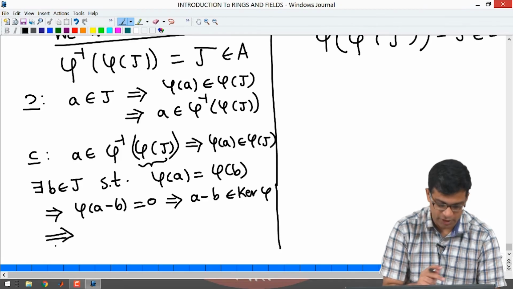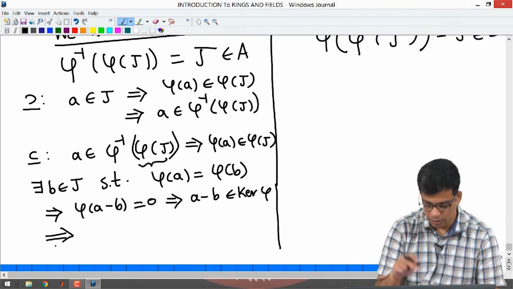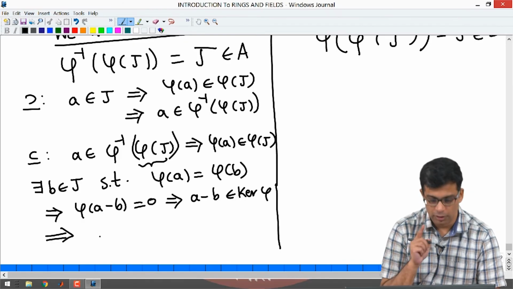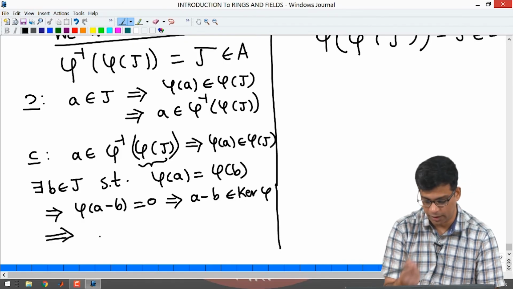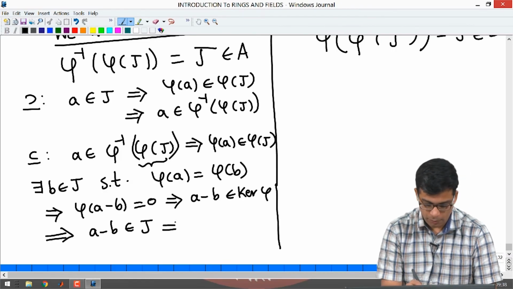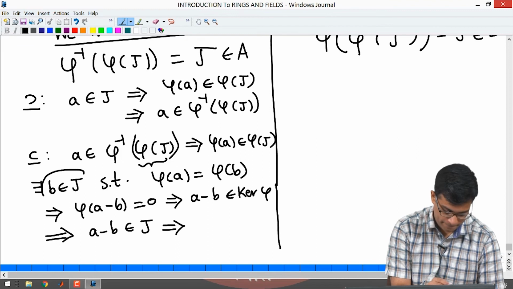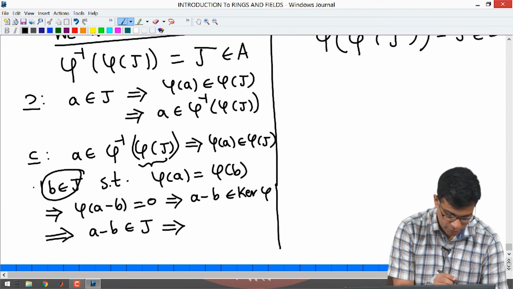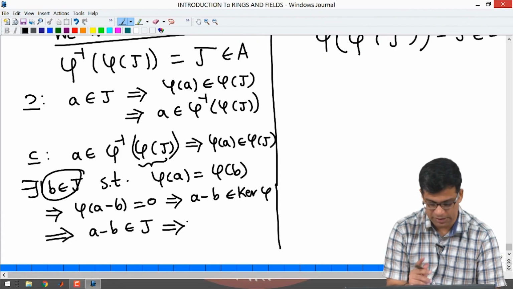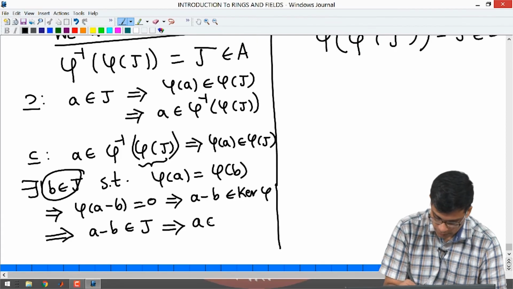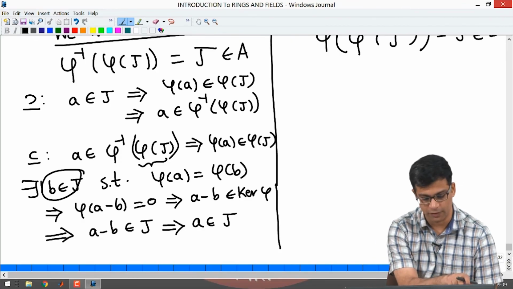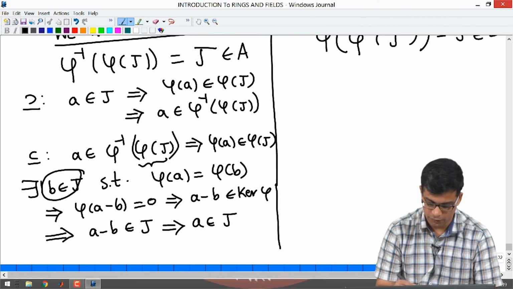But now remember that J is in capital A, which means J contains the kernel of phi. Capital A consists of all ideals that contain the kernel of phi. So A minus B is in the kernel means A minus B is in J, but B is already in J. So B is in J and A minus B is in J means their sum is in J, that means A is in J, which is what we want to show. We started with something in phi inverse of phi of J and we have shown that it is in J.